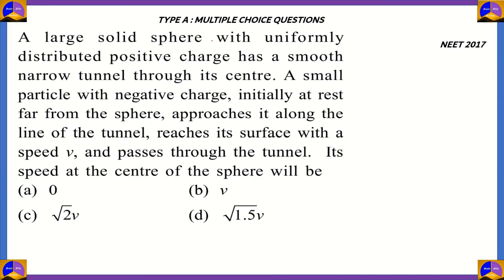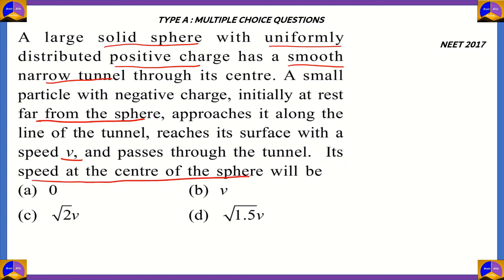Let's look at this question. A large solid sphere with uniformly distributed positive charge has a smooth, narrow tunnel through its center. A small particle with negative charge, initially at rest far from the sphere, approaches it along the line of the tunnel, reaches its surface with a speed v, and passes through the tunnel. You need to find out the speed at the center of the sphere.